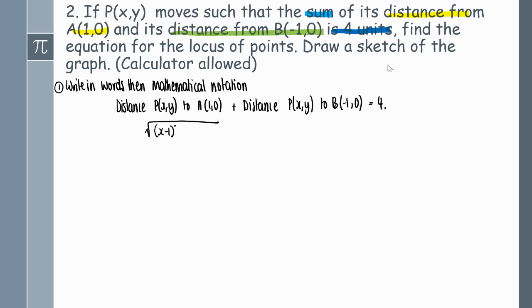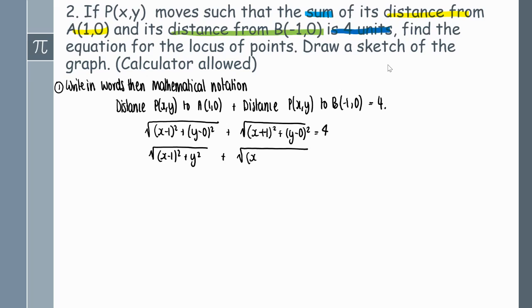In mathematical notation, put your square roots in here. So we'll have the square root of (x minus 1) squared plus (y minus 0) squared. And for the second half, we're going to add that to the square root of (x plus 1) squared plus (y minus 0) squared. That's going to equal 4.